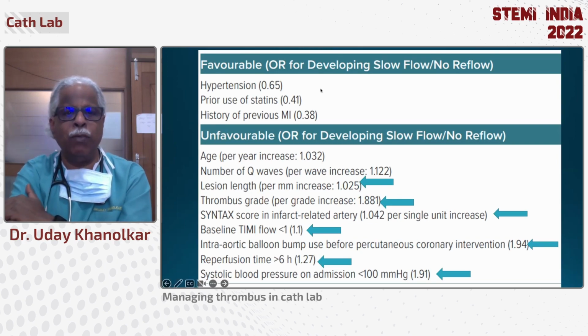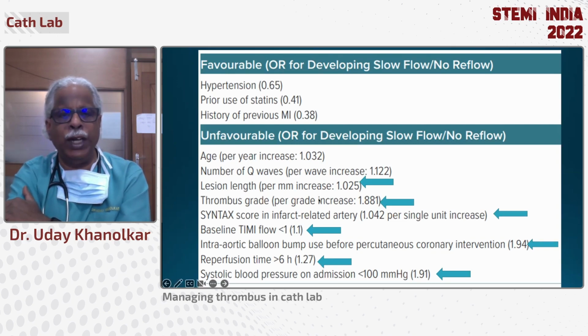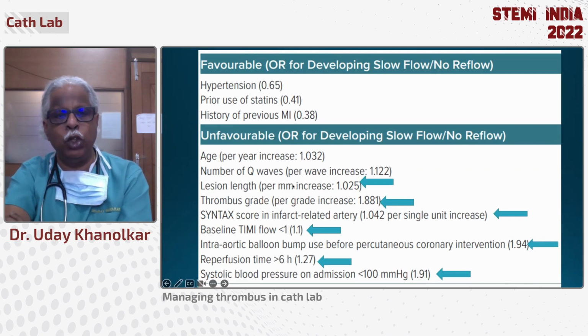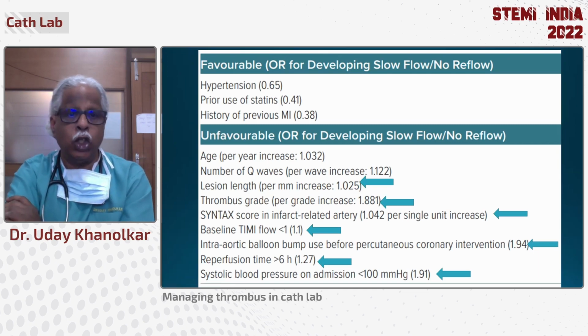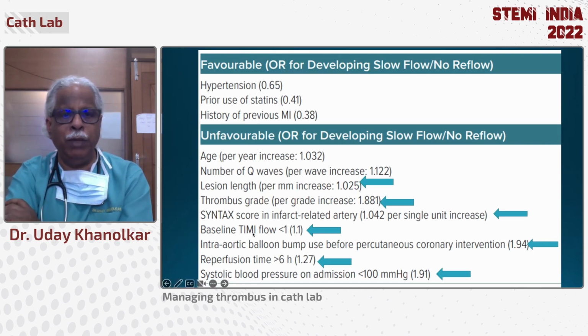Now, who are the patients who are more prone to no reflow or slow flow? These are patients who have got a high grade of thrombus, which is at least 12 to 24 hours or more in age, in duration. The lesions in these particular patients are usually long lesions. Of course, there may be shorter, discrete lesions, and there is a combination of the length of the lesion along with the severity of the thrombus. Those patients who have got a slow TIMI flow have a higher chance of slow flow or no reflow. Or those patients who have got hemodynamic compromise may have a higher chance of slow flow or no reflow.